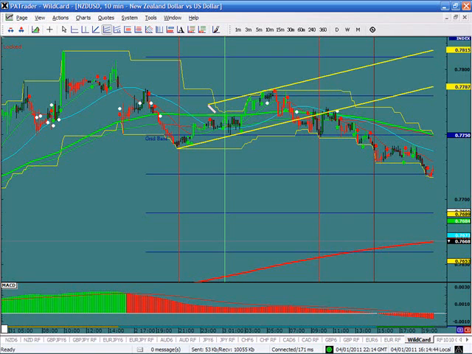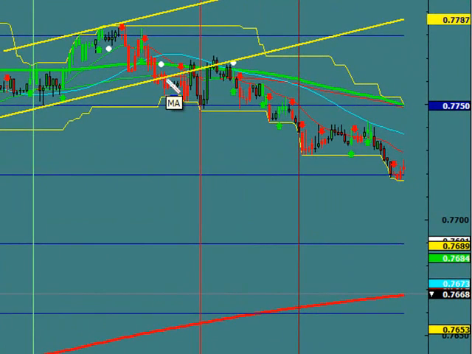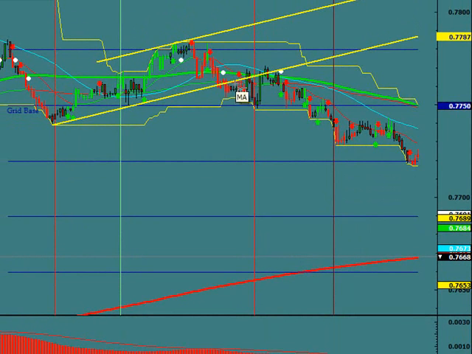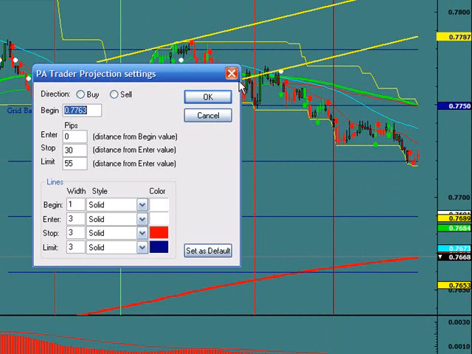And once you've got that flag on there, you can see the break of the flag, which occurs right here. That's the first break of the flag. That's where you get a signal. We got a white dot right there. Then you get an arrow and a painted candle right there. All right, so let's just put a little target on here. That's where we would have entered right there.